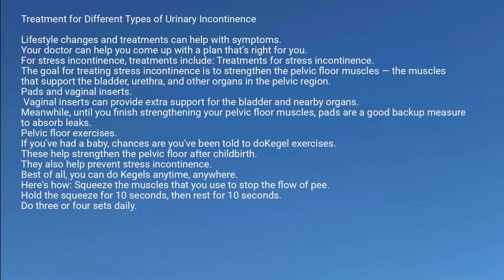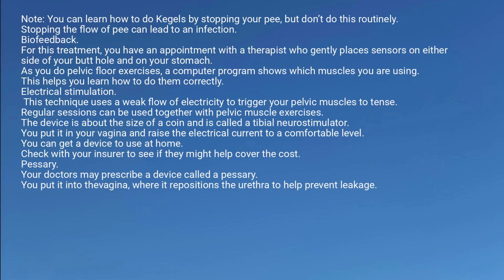Here's how. Squeeze the muscles that you use to stop the flow of pee. Hold the squeeze for 10 seconds, then rest for 10 seconds. Do 3 or 4 sets daily. Note: you can learn how to do Kegels by stopping your pee, but don't do this routinely. Stopping the flow of pee can lead to an infection.